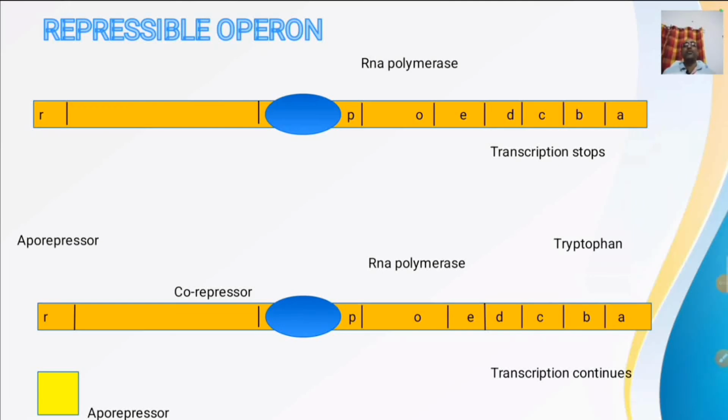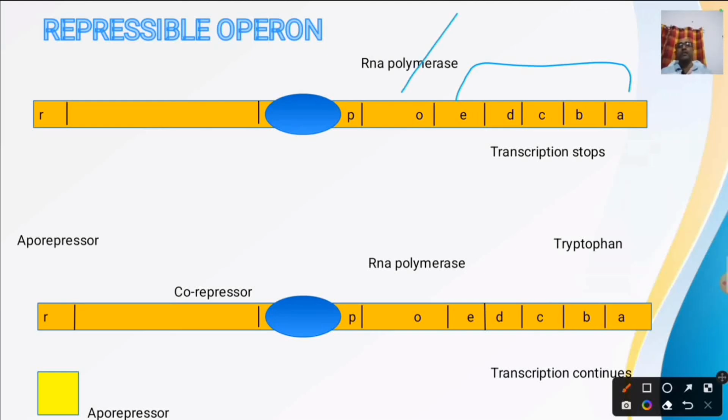So it's shown in the diagram. Here also there are structural genes, operator region, promoter region, then the regulatory gene. So what happens here? Let us see. This part includes your structural genes, the E, D, C, B, A. There is the operator region, then the promoter region to which the RNA polymerase binds, then there is the regulatory region. In both diagrams, the first one and the second one, the same thing is there.